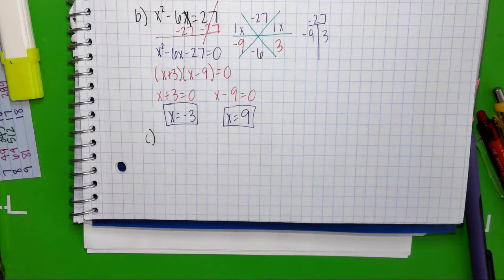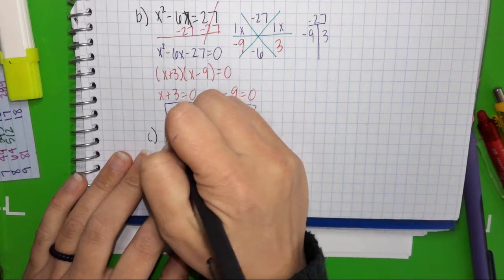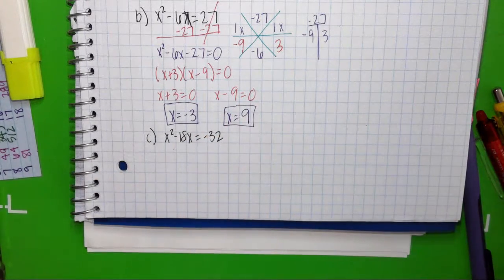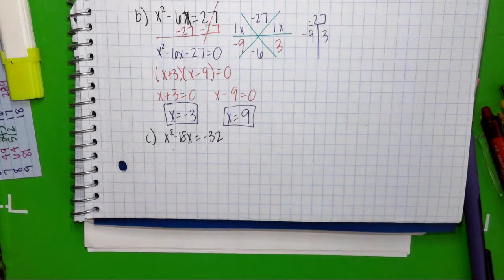Alright, I want you to try this one without me. X squared minus 18x equals negative 32. And when you're ready for me to check it, raise your hand and I will come check your paper.